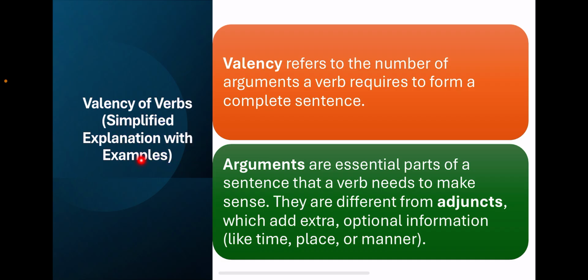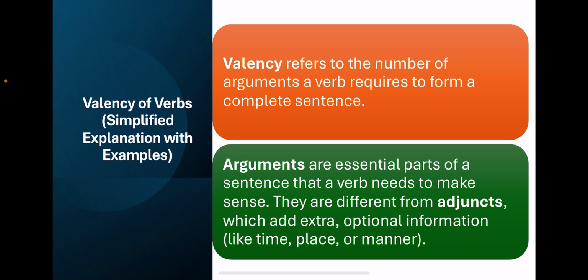Valency of verbs, simplified explanation with example. Valency refers to the number of arguments a verb requires to form a complete sentence. Arguments are essential parts of a sentence that a verb needs to make sense. They are different from adjuncts, which add extra optional information like time, place or manner.